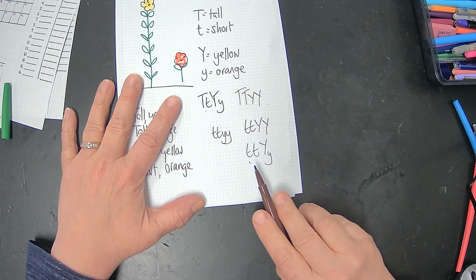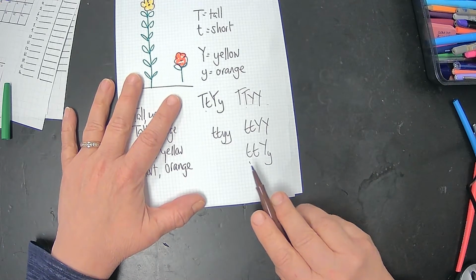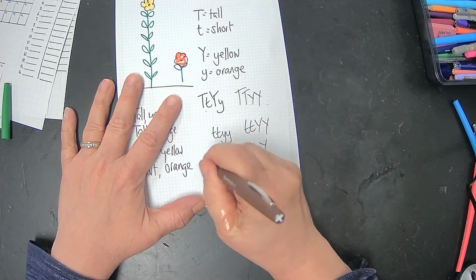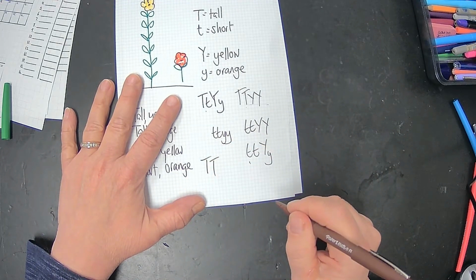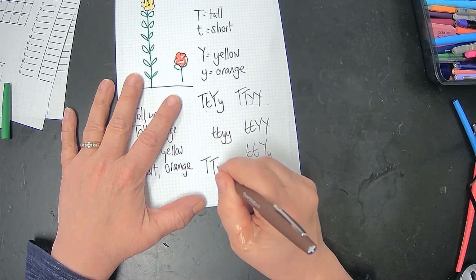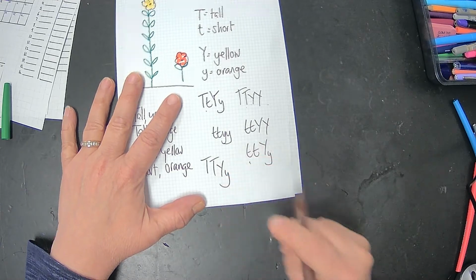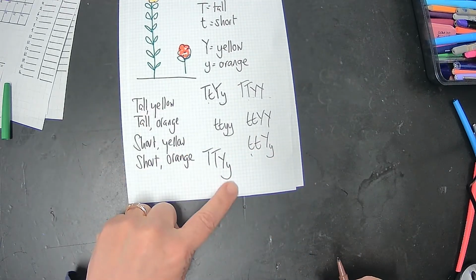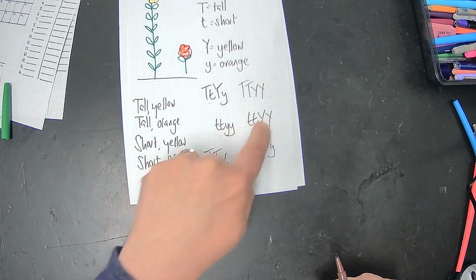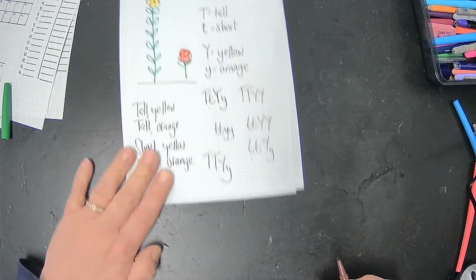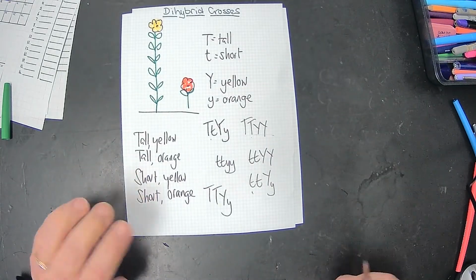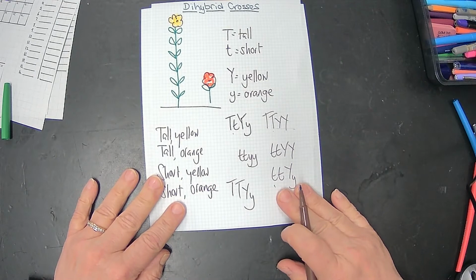I think the only one I've missed is big T, big Y, little y: tall, yellow. So there's lots of different genotypes to get me tall and yellow and tall and short. Okay, we've got to work out how to do it.